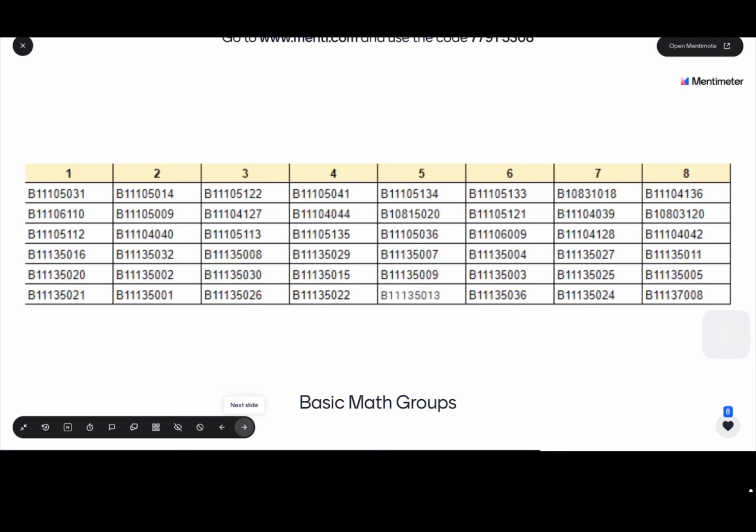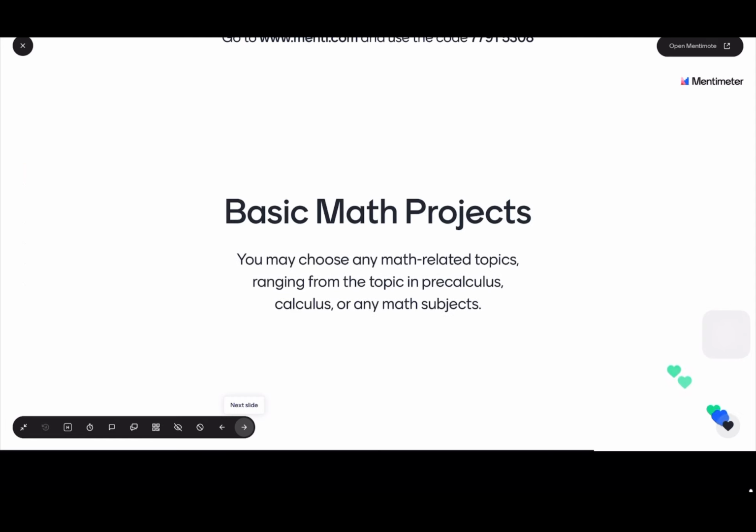So I would like to have all these groups. Within these groups, I need you to have more discussions, more collaborations in the next project. So the first thing about the project is you can choose any topics.